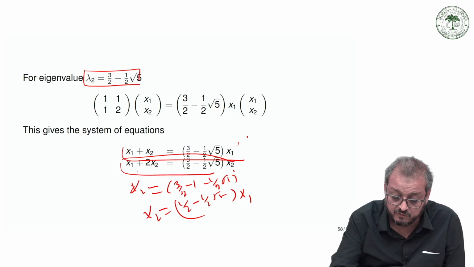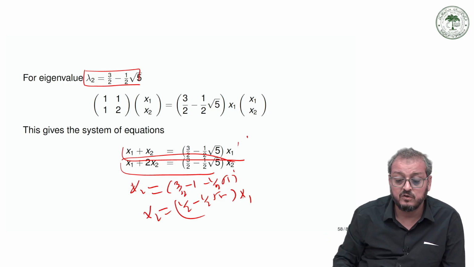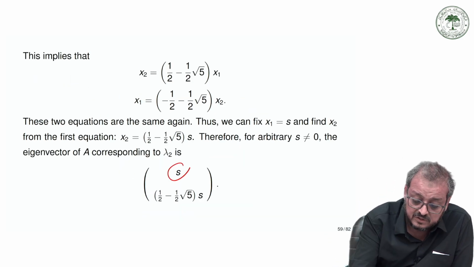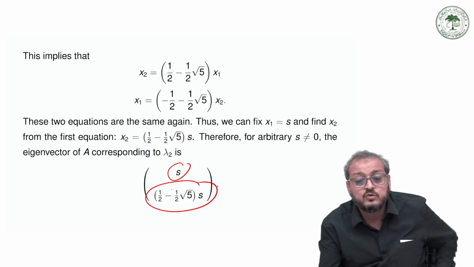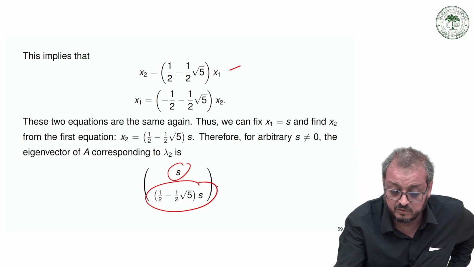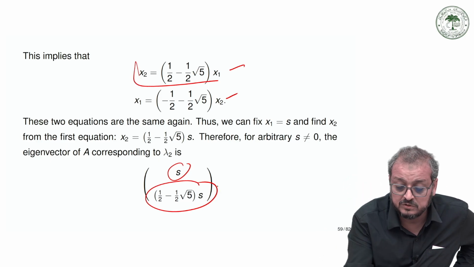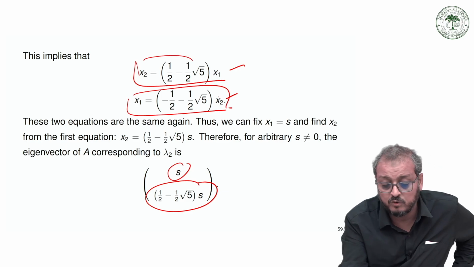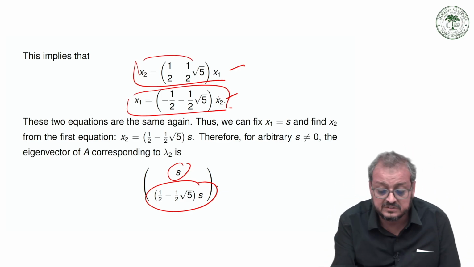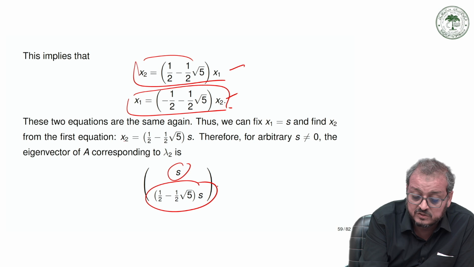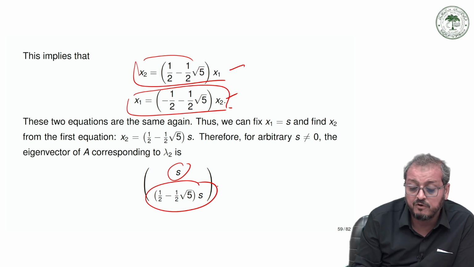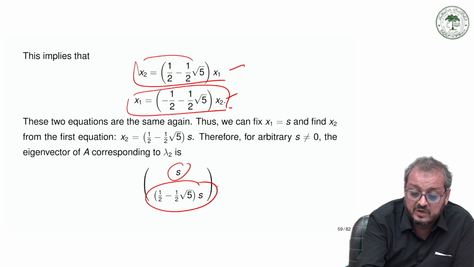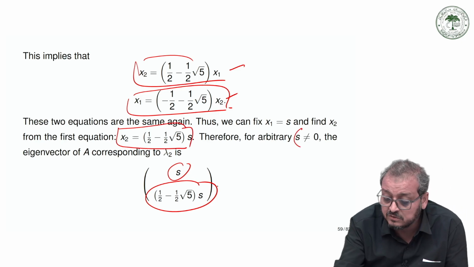So we are just taking from here. If we take x1 is equal to some t, s, then x2 is equal to this form. So x1 is equal to this, x2 is equal to this. Both of these are the same. So we can say, taking x1 as some value s, then x2 we get this value. So x2 is this into s. Therefore s is not equal to 0.